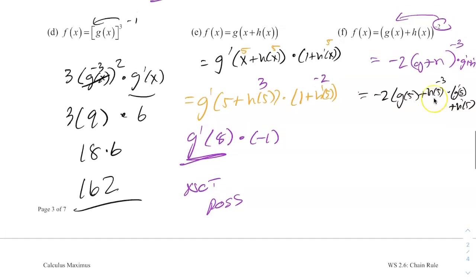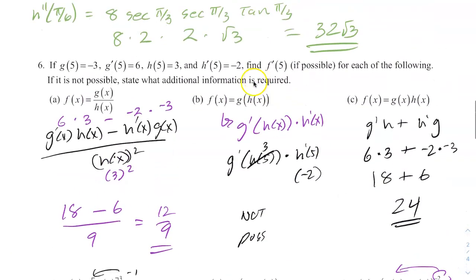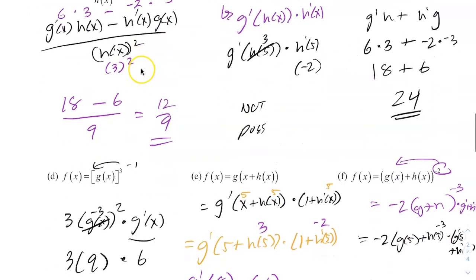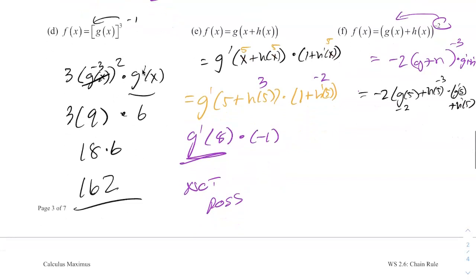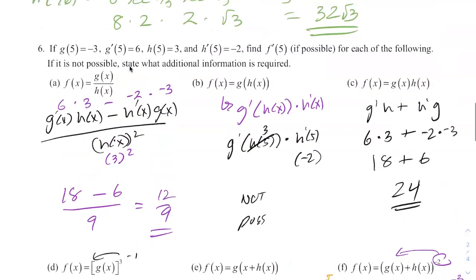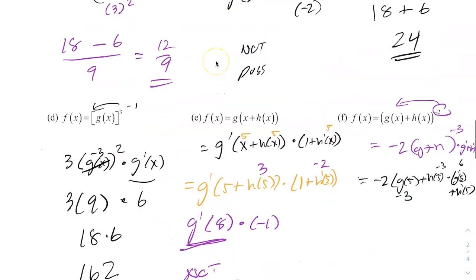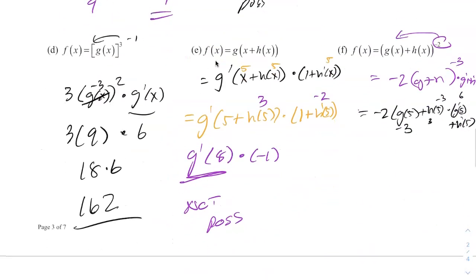Okay, so I need all these. g of 5 is -3, g prime is 6. Is that -3? Yeah. So -3, and that's 6. Oh, this is not the best. h of 5 and h prime of 5. h of 5 is 3 and h prime is -2. So this is 3 and this is -2.